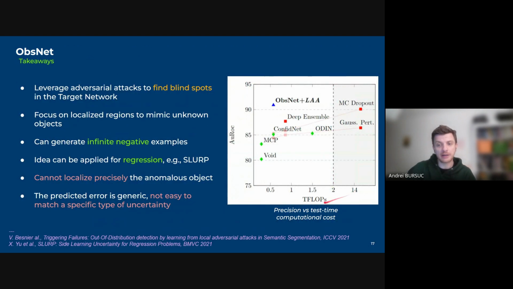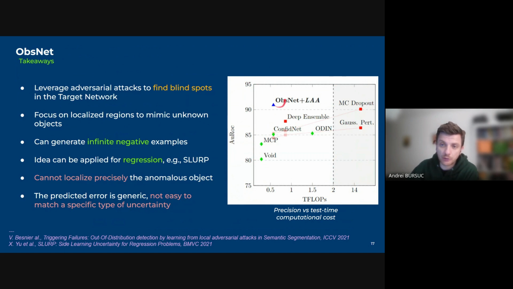So when we analyze the precision versus computational time trade-off, here we show the AUROC and here the FLOPs. We can see that MC dropout, and this is an ensemble technique called Gaussian perturbation, require more FLOPs because of the several forward passes. Here we look at deep ensemble, where we use the smaller ensemble of 3 networks. So it has a higher cost, but it's still decent.